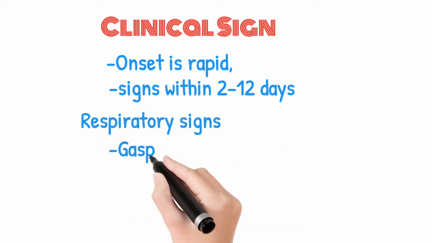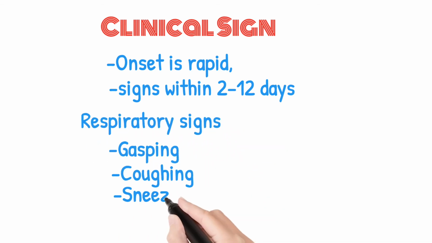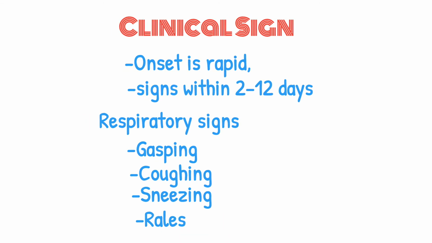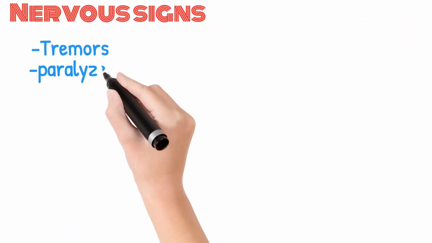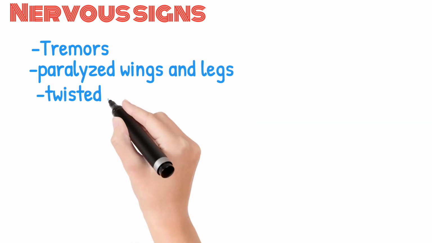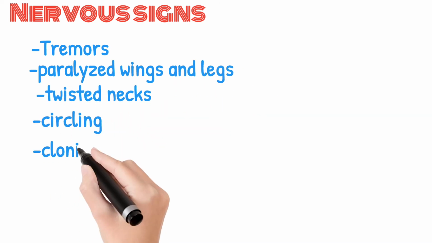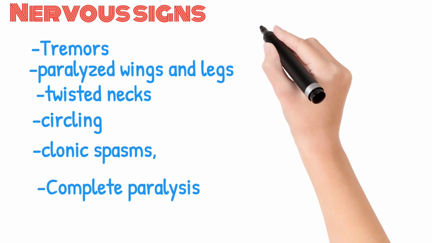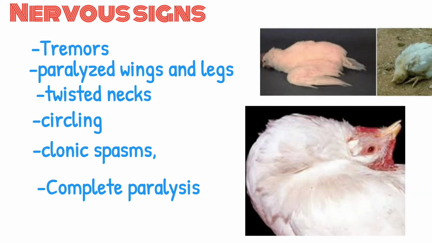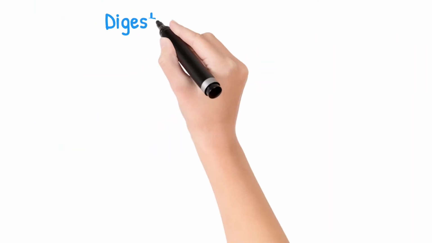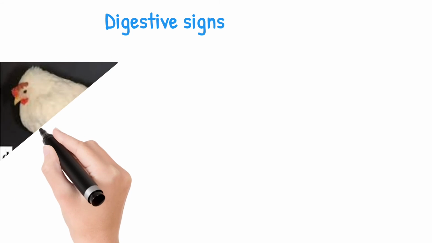Respiratory signs of gasping, coughing, sneezing, and rales predominate in infections with low-virulence NDV. Nervous signs of tremors, paralyzed wings and legs, twisted necks, circling, clonic spasms, and complete paralysis may accompany, but usually follow, the respiratory signs in neurotropic velogenic disease. Nervous signs with diarrhea are typical in pigeons, and nervous signs are frequently seen in cormorants and exotic bird species.